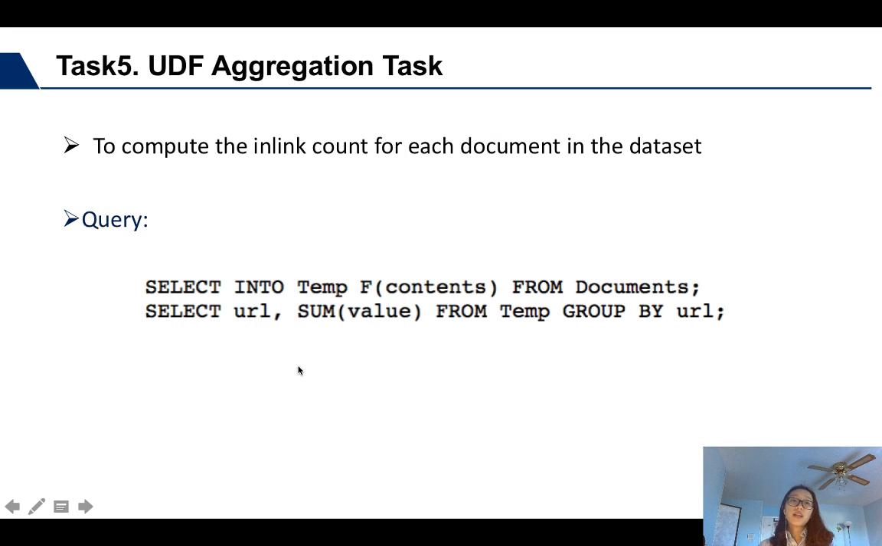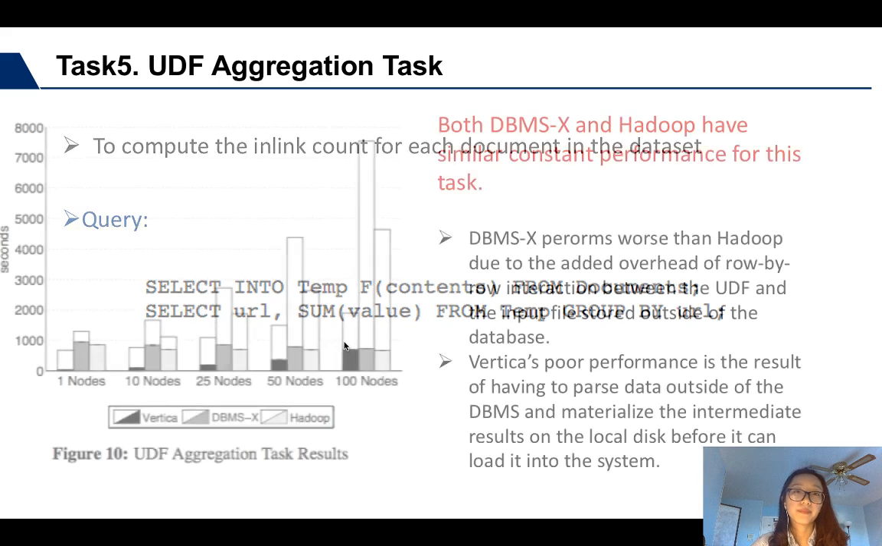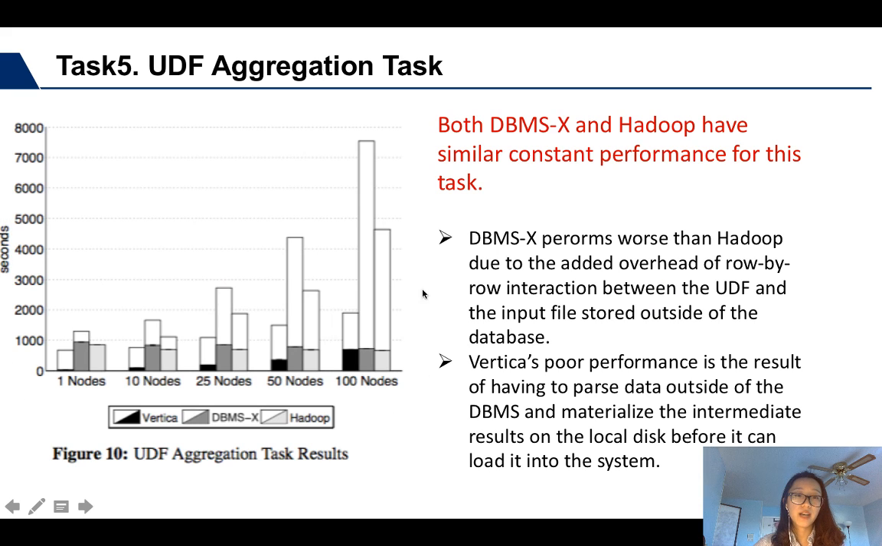And the last task is the UDF aggregation task. This task is to compute the in-link count for each document in the dataset. The query is here. It's a select into from this table, and it's also an easy query. The result is shown in Figure 10. We can see that both DBMS X and Hadoop have similar, constant performance for this task.